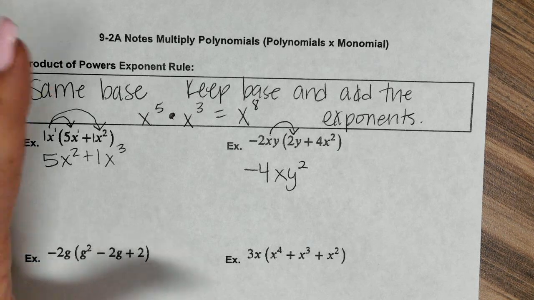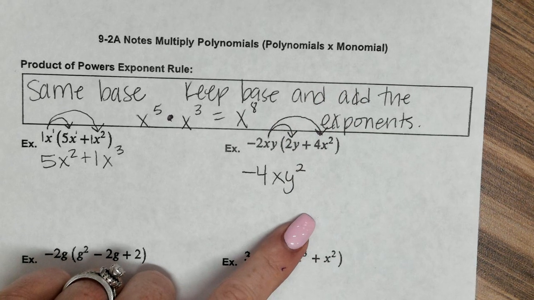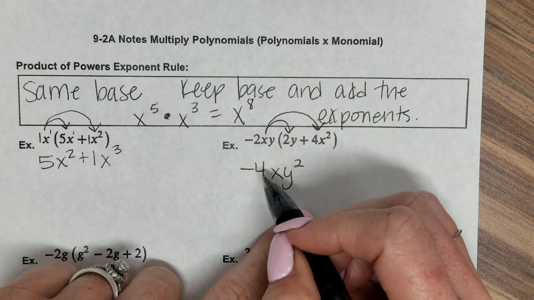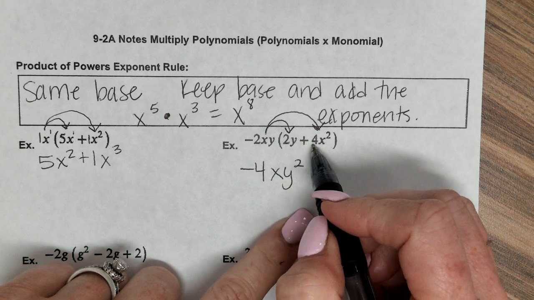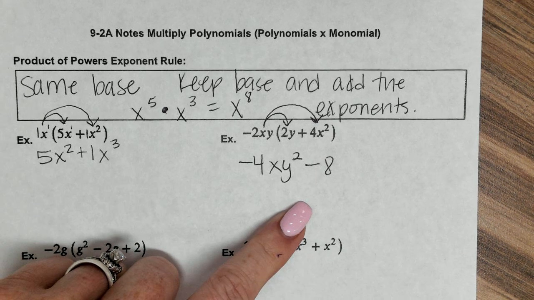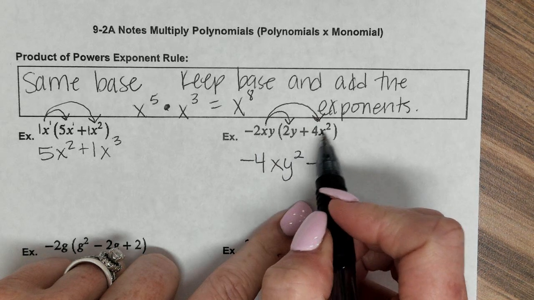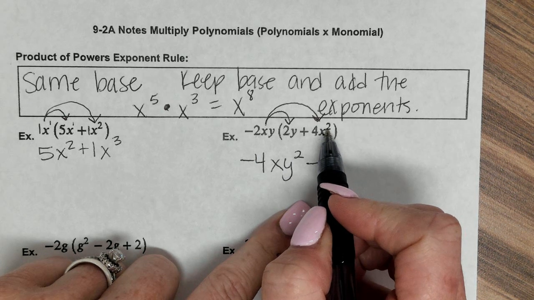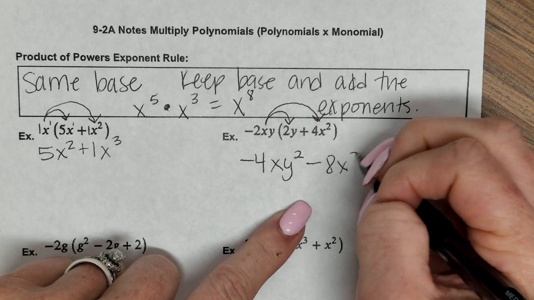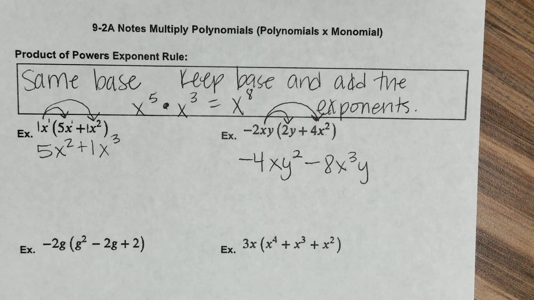Okay, now I'm going to do this times the second term. What is negative 2 times 4? So I'm going to put minus 8. Are we okay? Now I'm going to do x times x squared. X cubed. And there's a y. There's no y over here, so I just write y. Easy? Yes. Okay, let's try the next one.